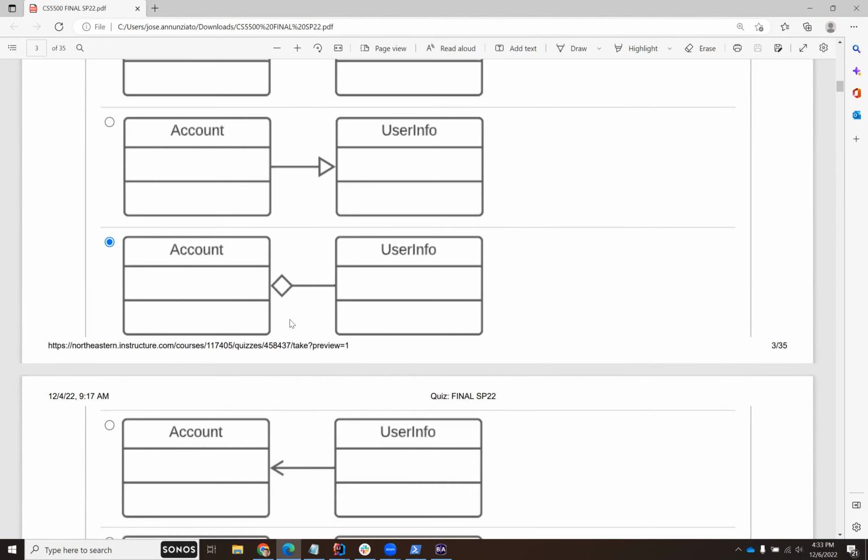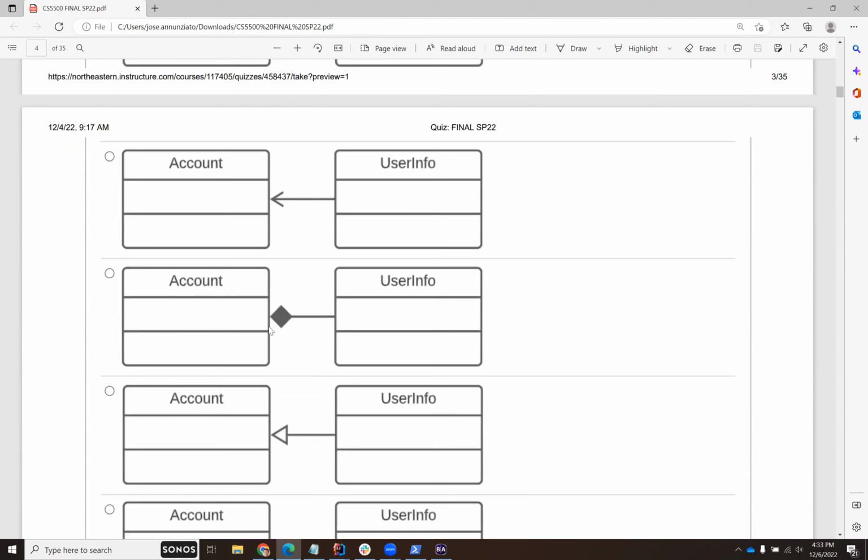Okay, so we use an aggregation, not a composition. Composition, you're documenting the fact that you are removing, right? That if you remove one, it cascades down to the other.